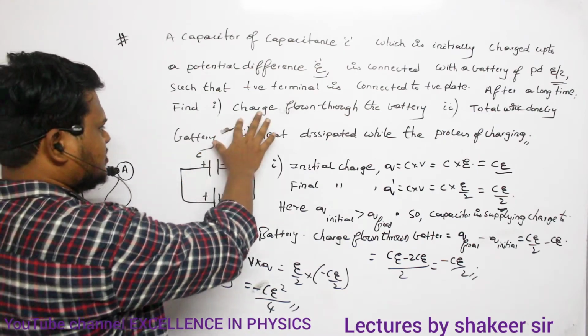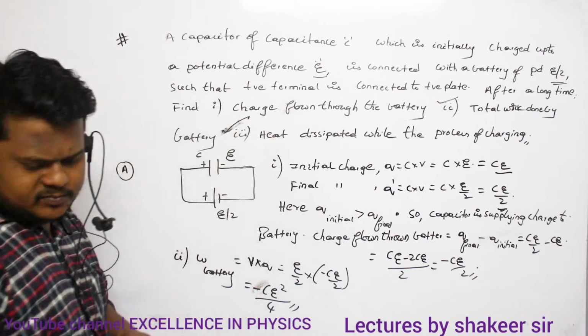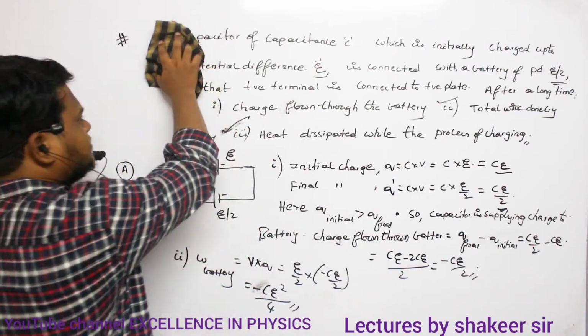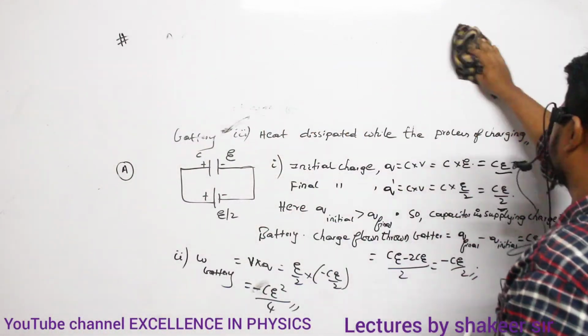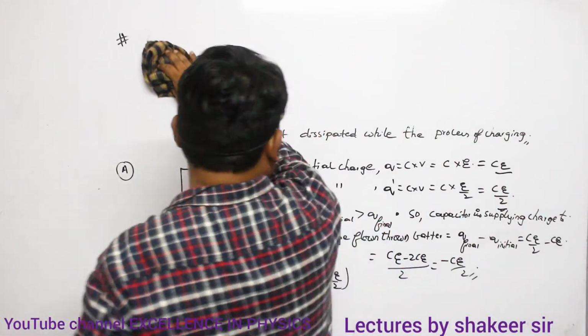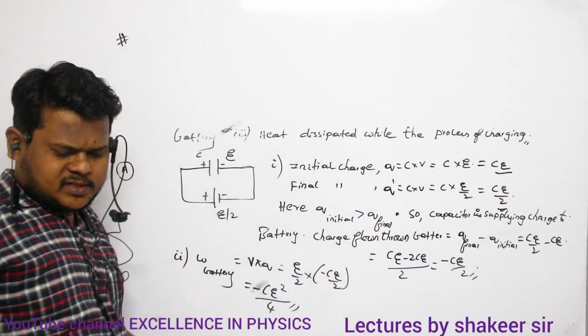Second question is which one? This is the second question. Clear? Then how about the third question? Third question, how can I calculate? Can you see? So what is the third question he is saying? The third question is heat dissipated in the process of charging. So let us see the third one.